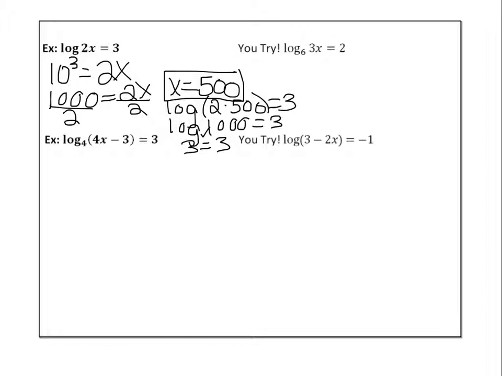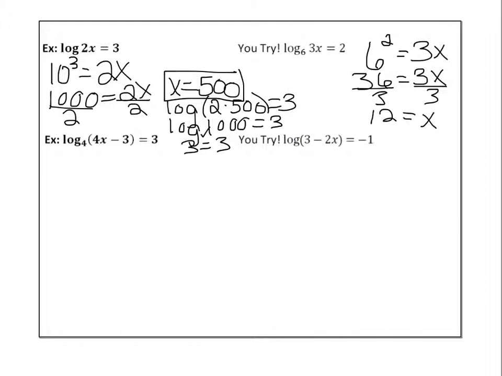So here we go on the U-try. The first thing is we need to convert it to exponential form. So 6 is your base, 2 is the exponent, equals 3x. 6 squared is 36. Divide by 3. You should have gotten an answer of x equals 12.